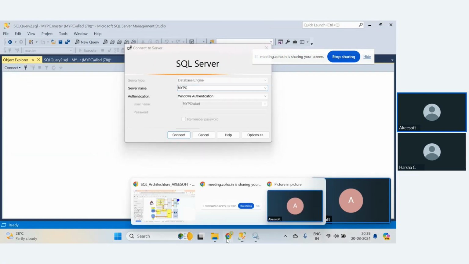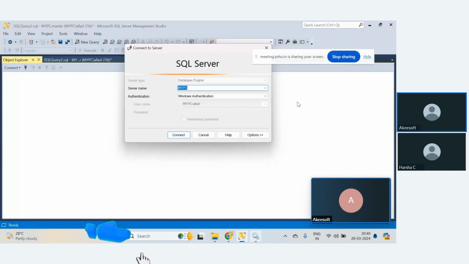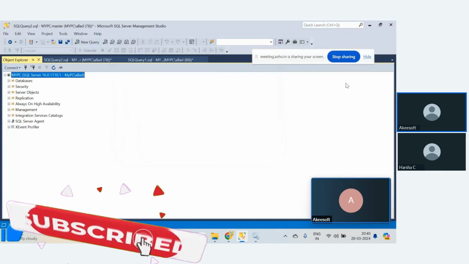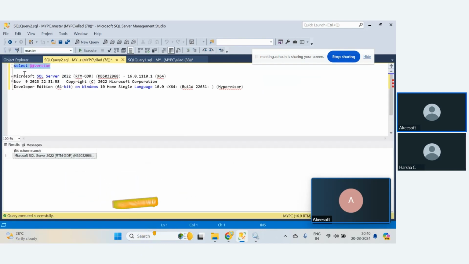The flow is what we see in the architecture. Take me as an example of the connecting user. I want to connect to the database services. Suppose I want to see the data file and the log file. For that, I need to connect to the SQL services through one of the graphical tools called SSMS.